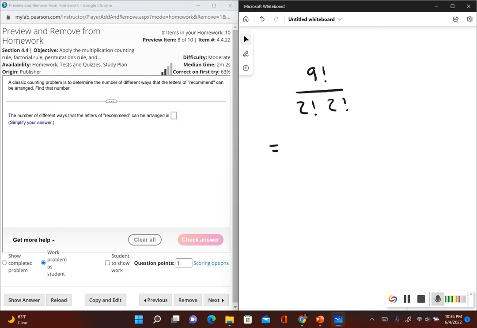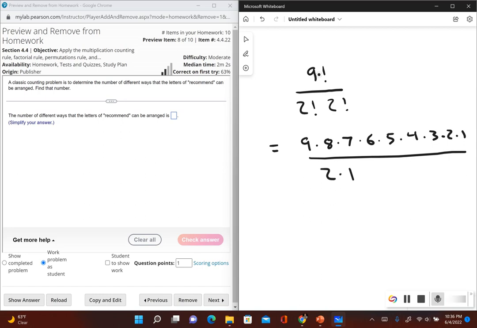Let me work this out down below so we have more room. Now 9 factorial, this is really 9 times 8 times 7 times 6 times 5 times 4 times 3 times 2 times 1. And now each one of these 2 factorials, this is 2 times 1, and then the other 2 factorial is also 2 times 1. So now what I could do here is simplify this a little bit. Okay. So I have a 2 in the denominator. Since these are factors because they're being multiplied, I have the 2 in the denominator, I have another 2 in the numerator. I could cancel those out.